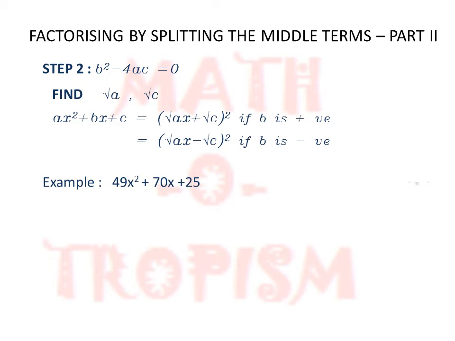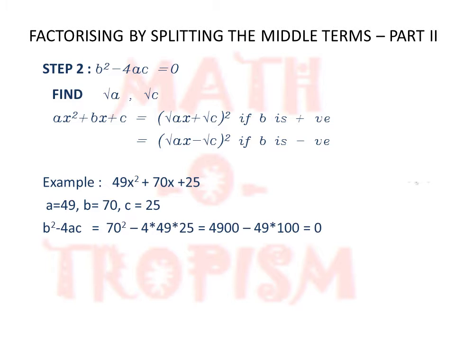Let us take an example. 49x square plus 70x plus 25. Here a is 49, b is 70 and c is 25. So b square minus 4ac is going to be 70 square minus 4 into 49 into 25. What is 70 square? It's 4900. And 4 into 25 is 100. 100 into 49 again is 4900. So it means b square minus 4ac is going to come as 0.